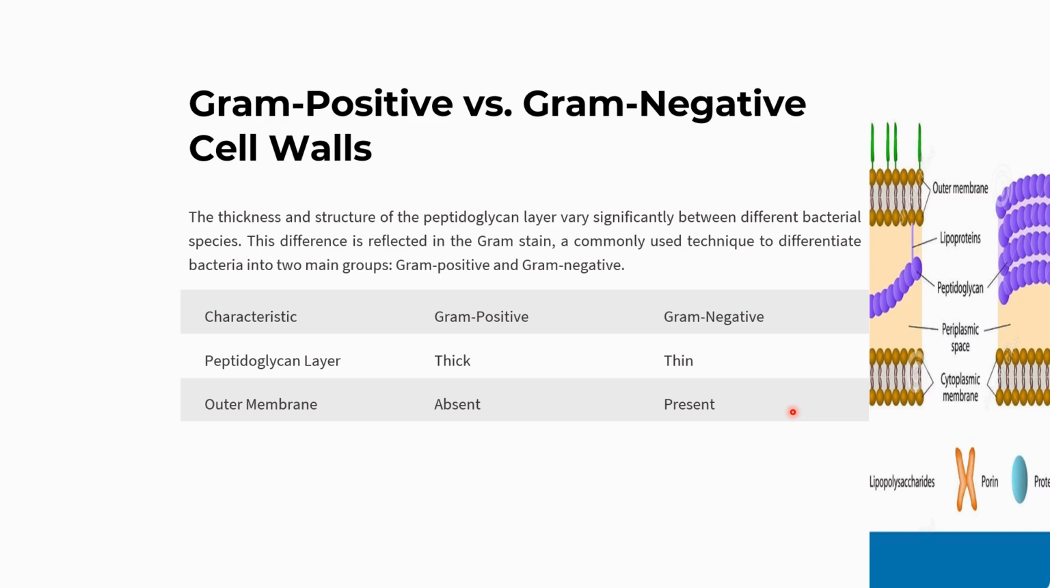These acids play a role in cell wall maintenance and ion transport. An example of this kind of bacteria is Staphylococcus aureus.